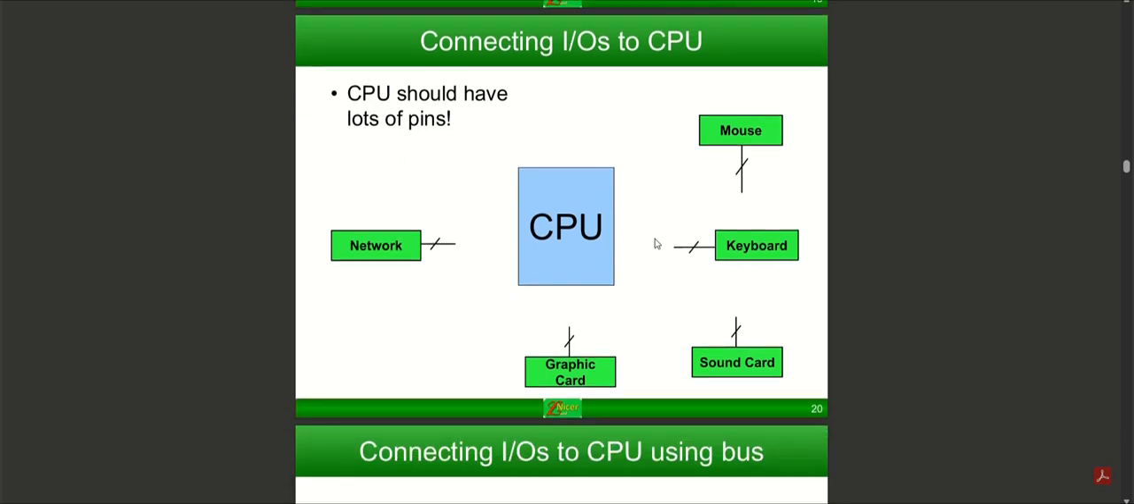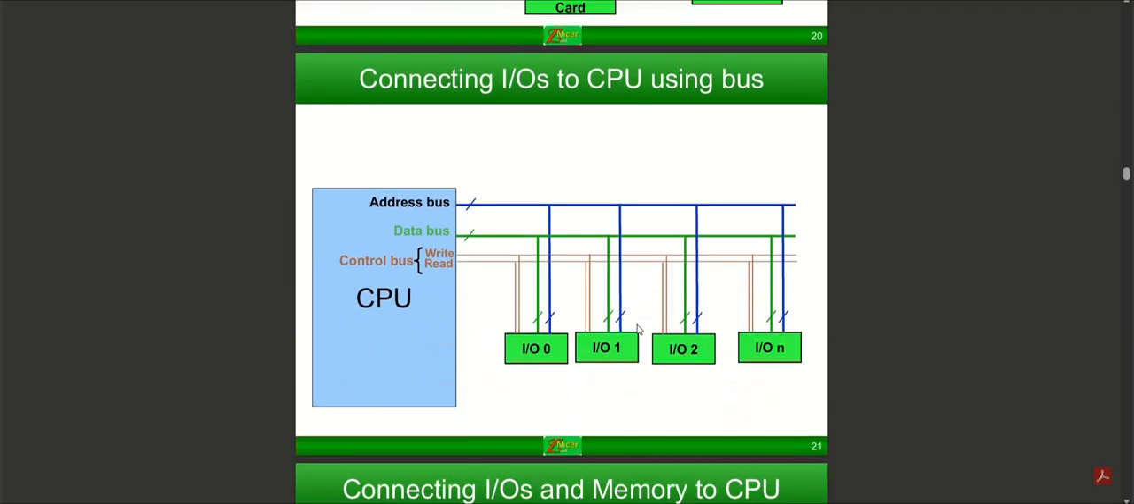A general CPU has mouse, keyboard, sound card, graphic card, and network. This is how a general PC works. Now in this, we are discussing input-output devices. Here you can see on this side we have input output 0, 1, 2, and so on, as many inputs as you want. Then on this side we have address bus, data bus, and control bus.